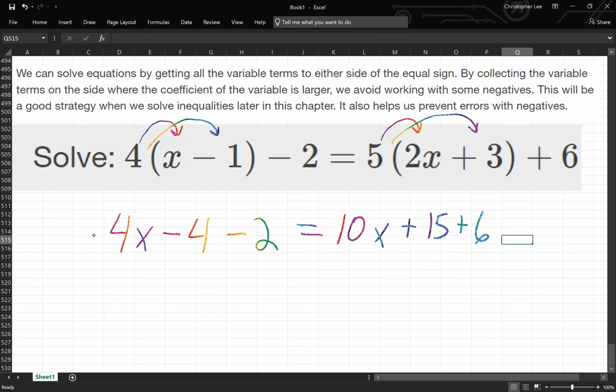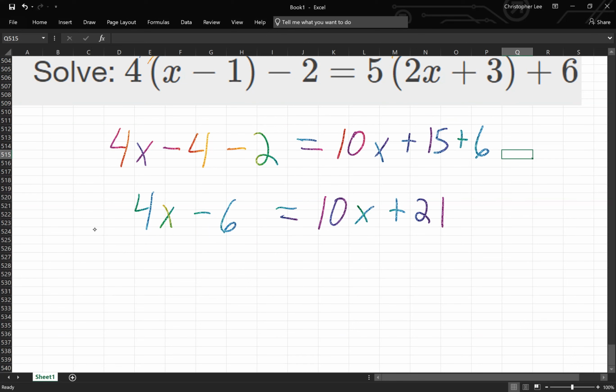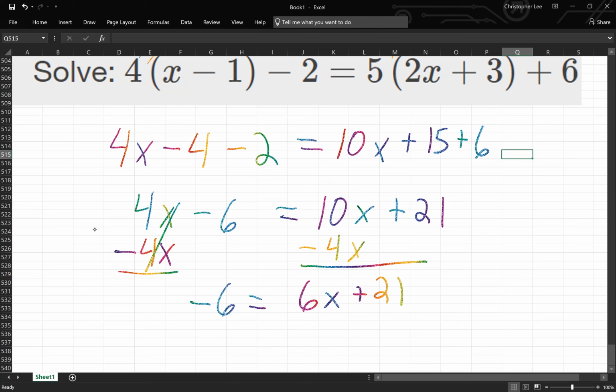Now, here's what I'm saying. I want to put all my x's on one side and get all my numbers on the other. So I'm going to subtract 4x from here because 4x is the smaller number with a variable. And what you do to one side, you have to do to the other. So now I have negative 6 is equal to 6x plus 21.